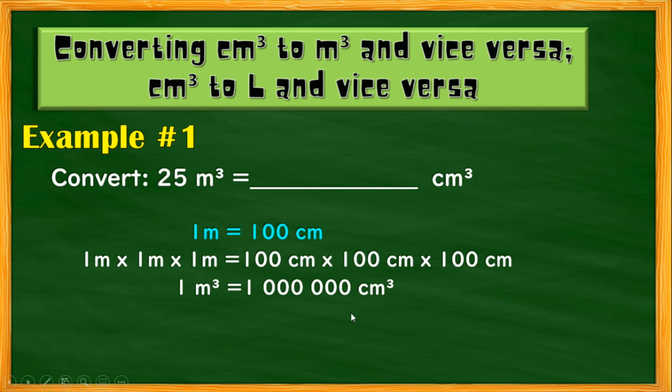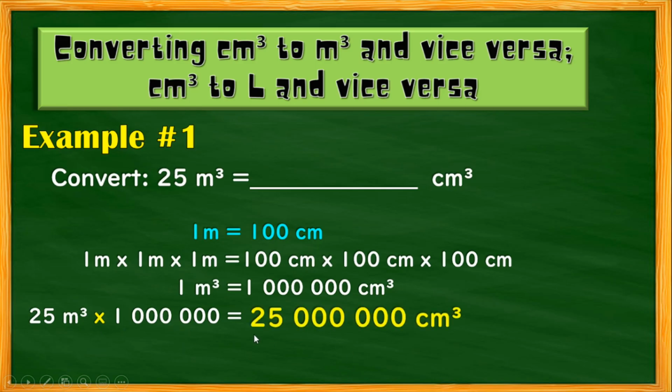cubic centimeter. So we can now solve 25 cubic meter to cubic centimeter. So this would be the process. You're going to multiply 25 cubic meter by 1 million. So the answer would be 25 million cubic centimeter. So that would be the answer.